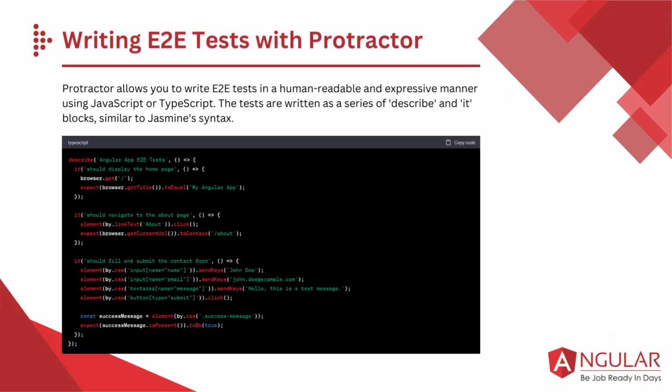3. Writing E2E tests with Protractor. Protractor allows you to write E2E tests in a human-readable and expressive manner using JavaScript or TypeScript. The tests are written as a series of describe and it blocks, similar to Jasmine's syntax.